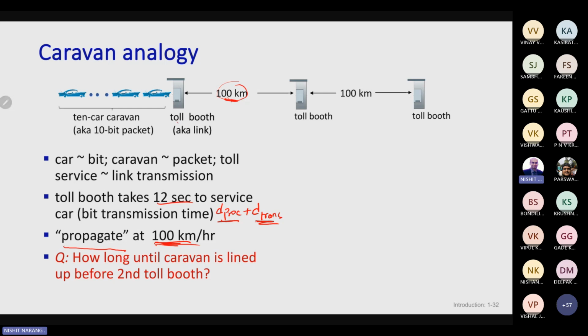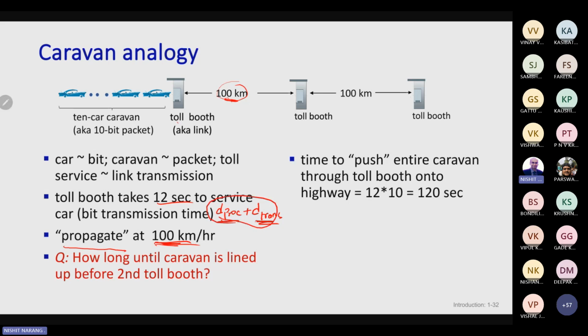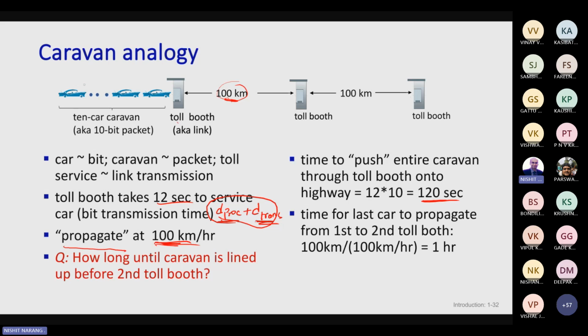So I already see an answer from Siddharth, 124 minutes. Right? So let's calculate. The time to push the entire packet through the first toll plaza onto the highway is what? Every car takes 12 seconds to process, which is dproc plus dtrans. And there are 10 bits or 10 cars. So 120 seconds is the time it will take to push the entire caravan from the first toll booth onto the highway. So 120 seconds is what it takes from the first car to the last car to be pushed. And the time it takes for the last car to reach the next toll plaza is what? 1 hour. 100 kilometers upon 100 kilometers per hour.